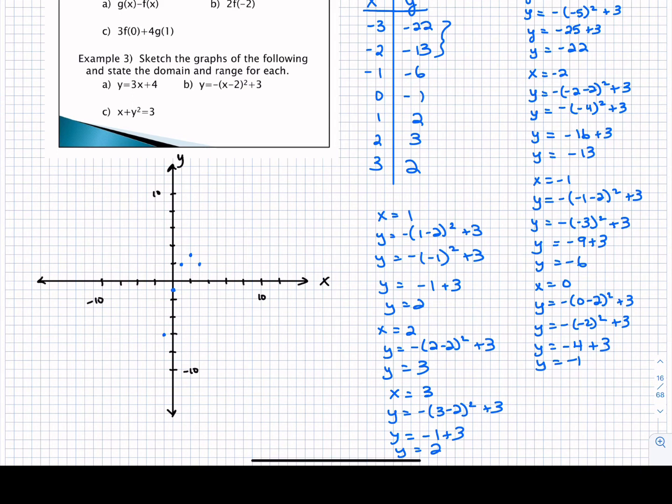Now, if I were to start picking more points further to the right, and I might want to do that, I might want to say, what's happening when x is 4? So if we do that, I'll just sneak this in as scrap work at the bottom. If x is positive 4, we'll have negative in brackets 4 minus 2 all squared plus 3. 4 minus 2 is 2. 2 squared is 4. So this becomes negative 4 plus 3, or negative 1. So that's going to give us a value of negative 1 when x is 4. So again, when x is 4, y is negative 1.